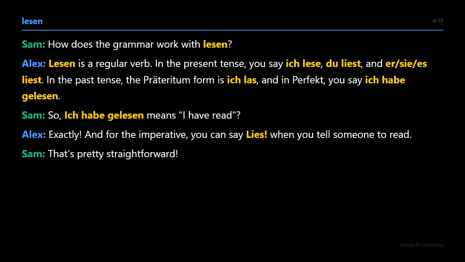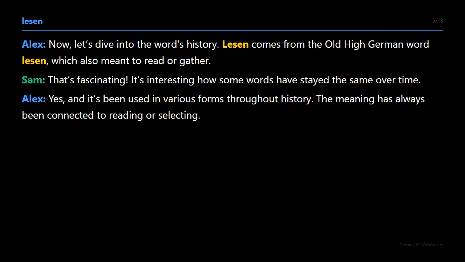That's pretty straightforward. Now, let's dive into the word's history. Lesen comes from the Old High German word lesen, which also meant to read or gather. That's fascinating. It's interesting how some words have stayed the same over time. Yes, and it's been used in various forms throughout history. The meaning has always been connected to reading or selecting.